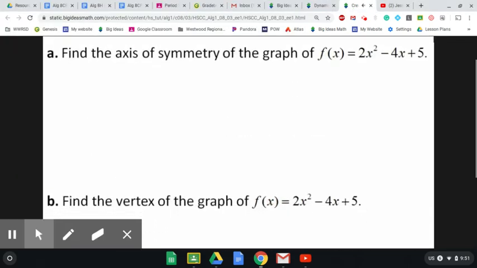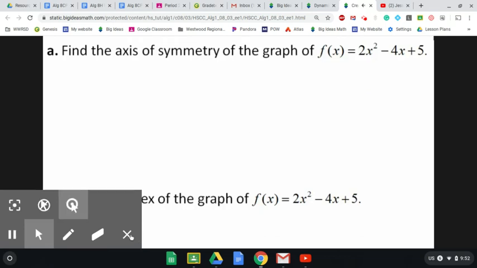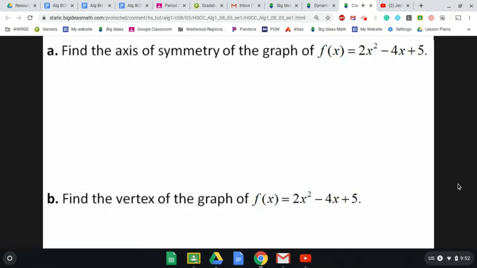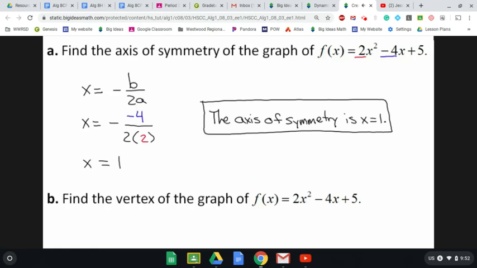Part A. Find the axis of symmetry of the graph of f of x equals 2x squared minus 4x plus 5. Notice that a equals 2 and b equals negative 4. Write the equation for the axis of symmetry, x equals negative b divided by 2a. Substituting 2 for a and negative 4 for b gives x equals the negative of negative 4 divided by the quantity 2 times 2, which simplifies to x equals 1. So the axis of symmetry is x equals 1.